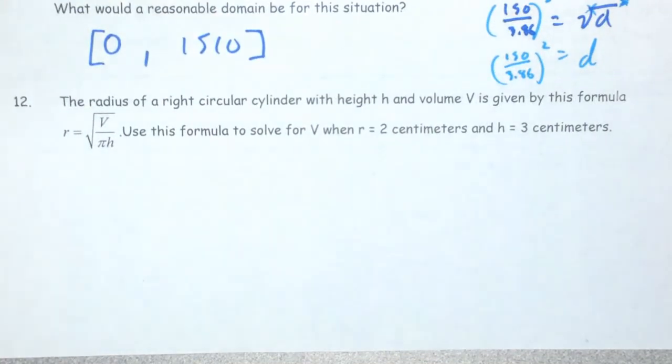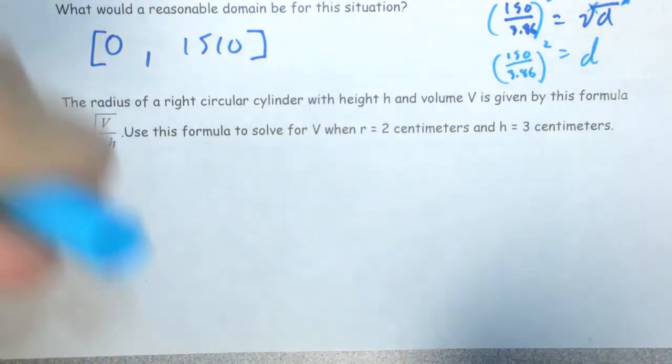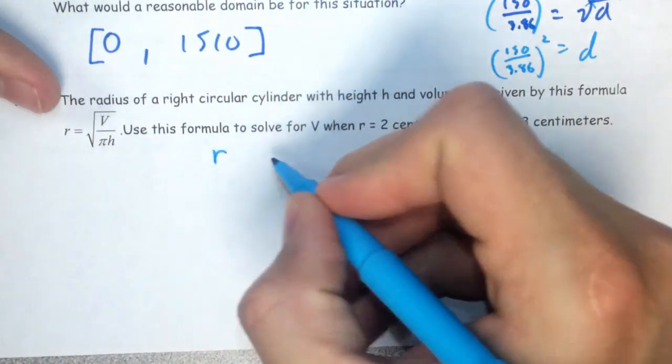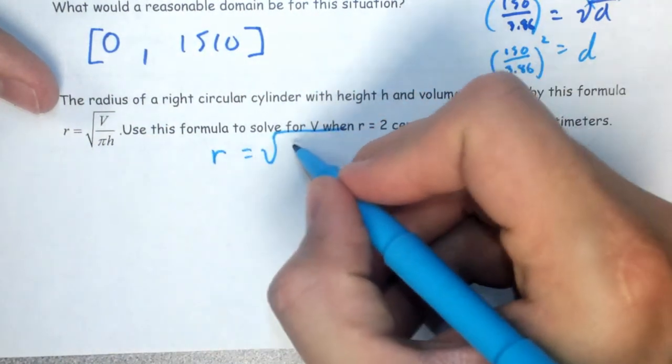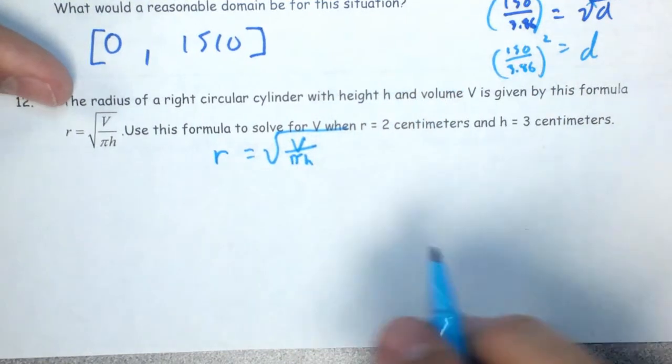12. The radius of a right circular cylinder with a height h and the volume of V is given by the formula. Use the formula to solve for V when r is 2 centimeters and h is 3 centimeters. What did I tell you before? Please write the formula for you. R is equal to the square root of V over pi h.